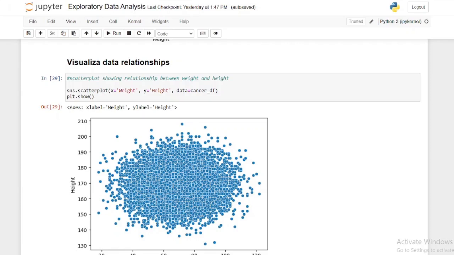Is there any correlation? Does an increase in weight affect height? That's what we're trying to look at. With these points you can see that there is no relationship. If there was a relationship, you'd probably see a straight line where most of these data points are clustered along that line, right? But you can see that these data points are spread out everywhere.